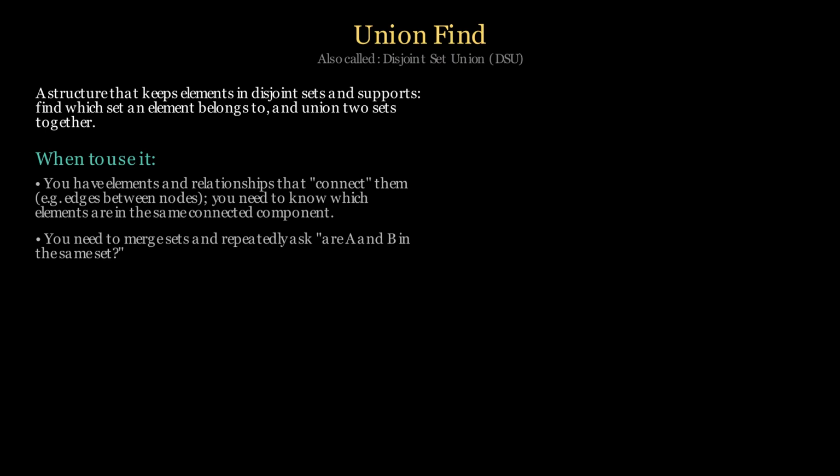Union find, also called disjoint set union. A structure that keeps elements in disjoint sets and supports find, which set an element belongs to, and union, merging two sets together. Use it when you have elements and relationships that connect them, like edges between nodes, and you need to know which elements are in the same connected component. Or when you need to merge sets and repeatedly ask, are A and B in the same set?